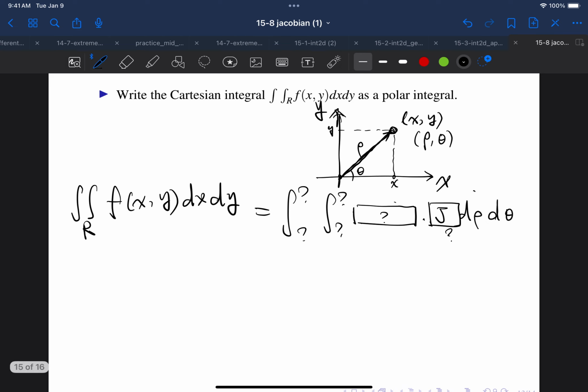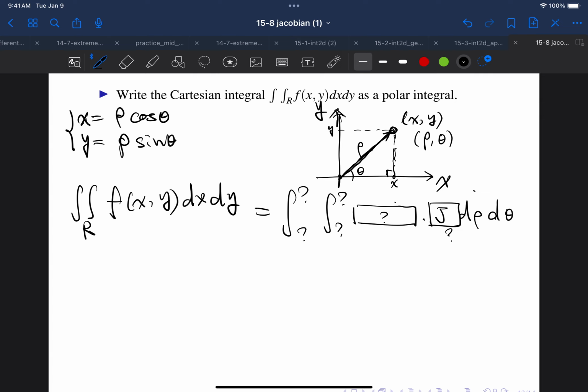All right, first we need to understand the relation between x, y and rho, theta. We want to know what x is in terms of rho theta, then it is rho cosine theta. From this right triangle, y is rho sine theta. And this is the basic conversion formula from polar coordinates to the Cartesian coordinate system.